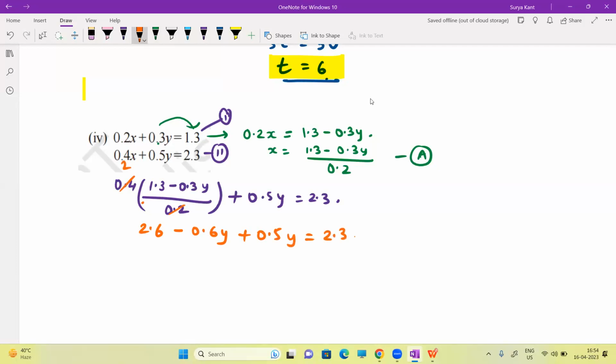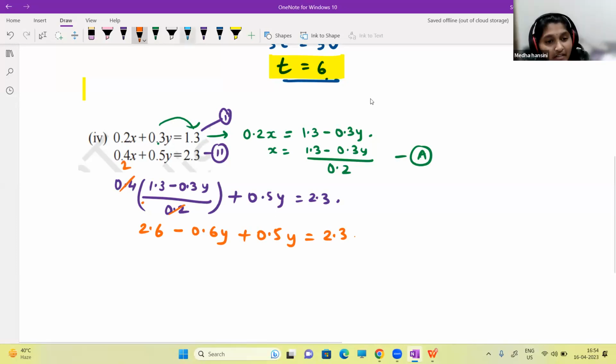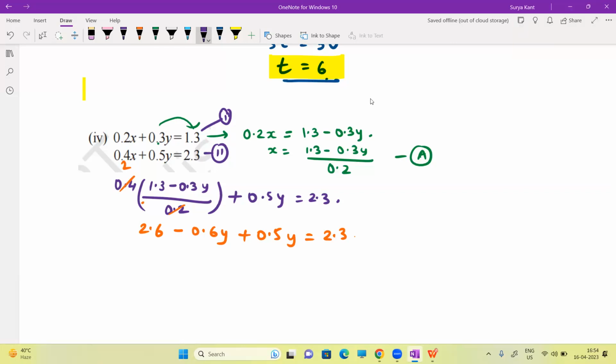Hansini, tell me where you are having doubt over here. Green part, blue part, orange part. Which part are you feeling difficulty with? So, why does that look like 1.4? 0.4, sorry. 0.4 is in the question only, no?